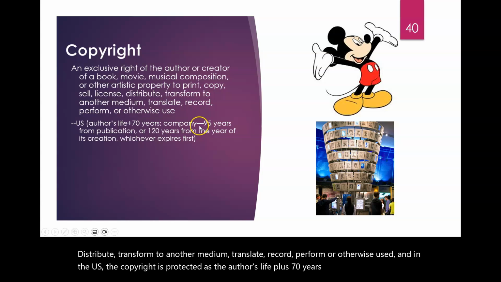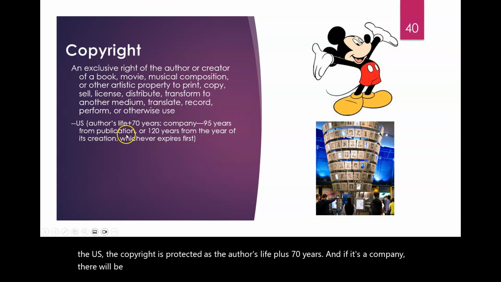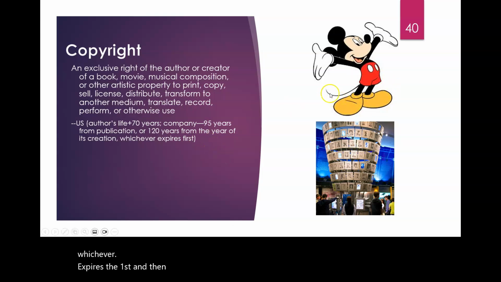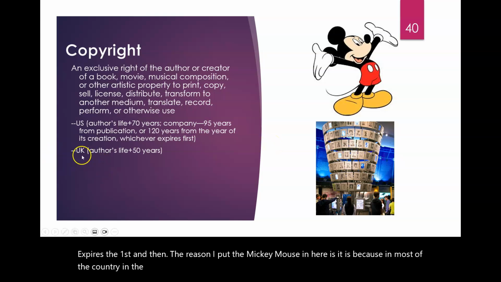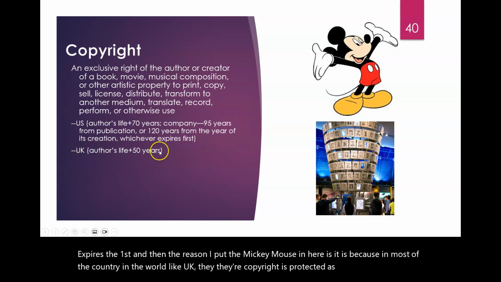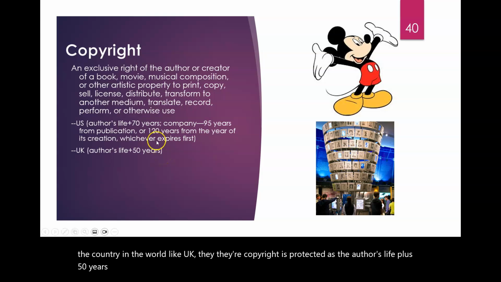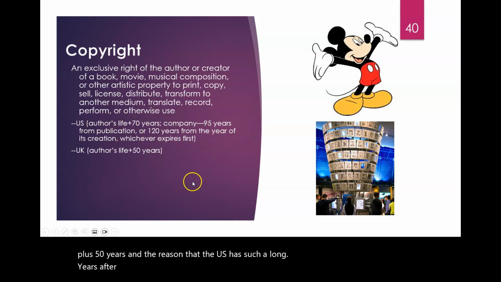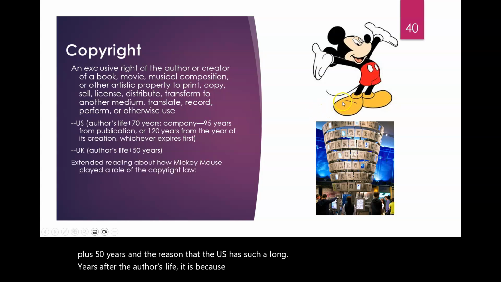And if it's a company, there will be 95 years after the first publication, or 120 years from the year of its creation, whichever expires first. The reason I put Mickey Mouse in here is because in most countries in the world, like the UK, copyright is protected for the author's life plus 50 years. And the reason that the US has such a long period after the author's life is because of Mickey Mouse.